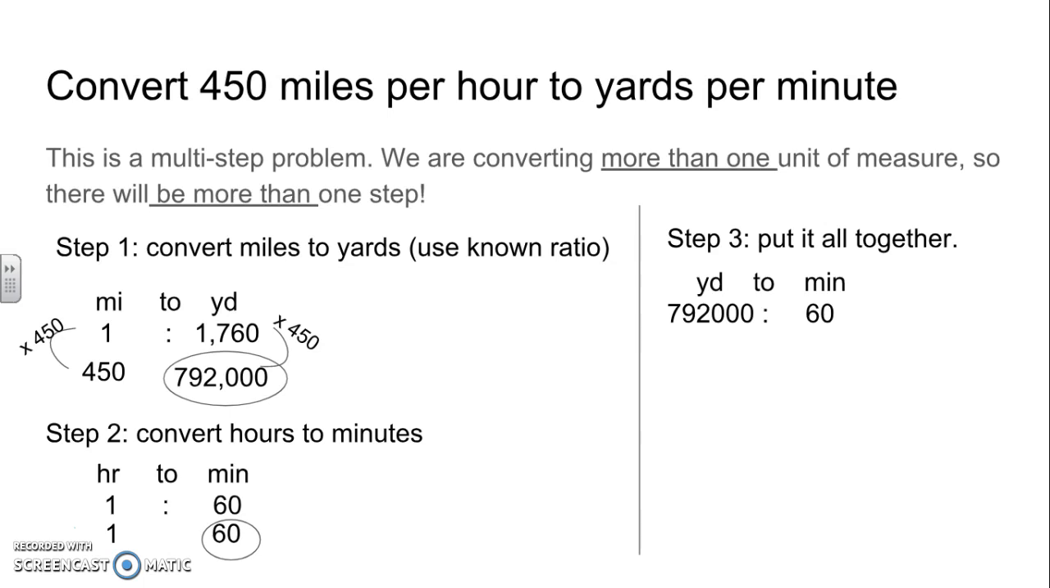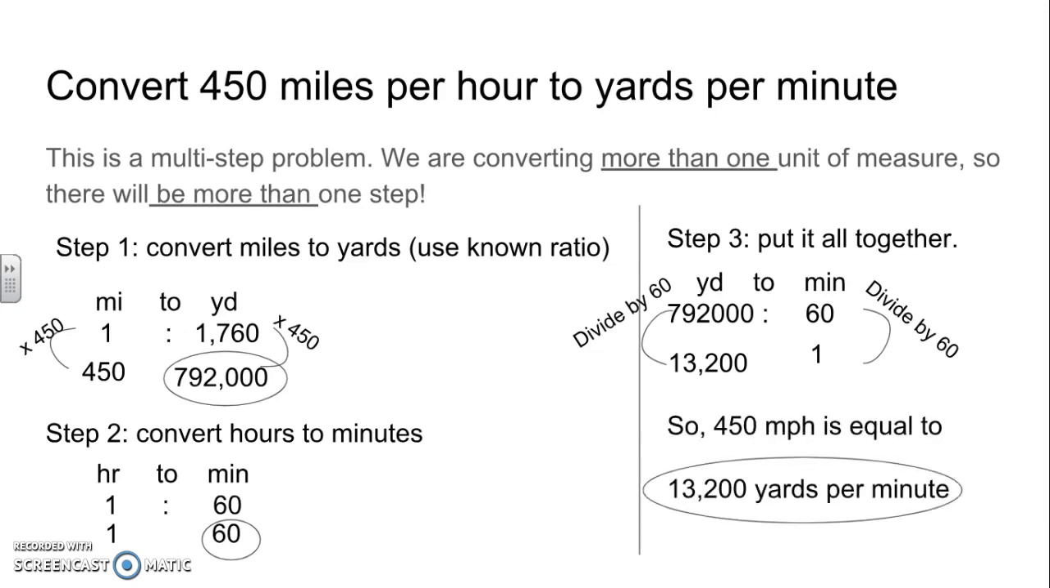I need to get to per minute. Per minute means in 1 minute. So I'm going to put my 1 underneath the 60. To get from 60 to 1, I must divide by 60. Whatever I do to one side of my ratio, I must do to the other. So I take 792,000 and divide that by 60. That gives me 13,200. So my new rate is 13,200 yards per minute, and that's equal to 450 miles per hour.